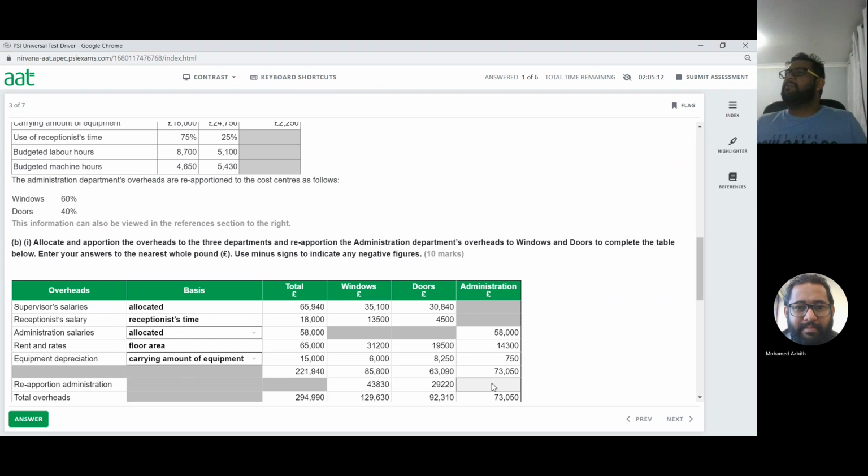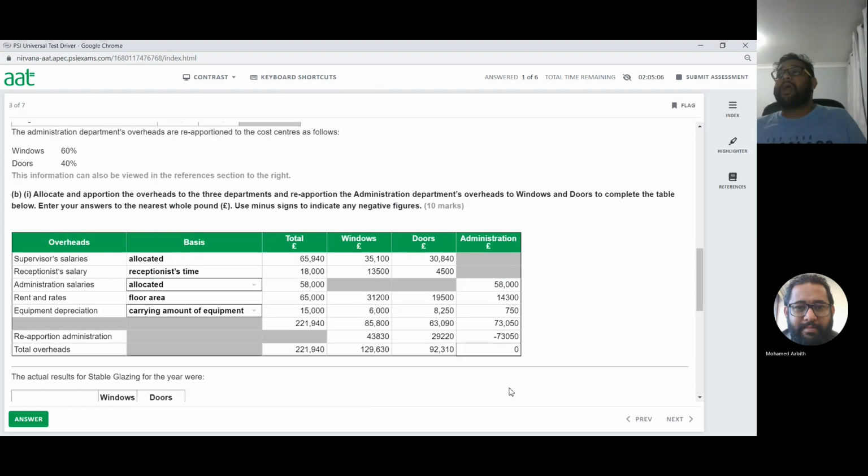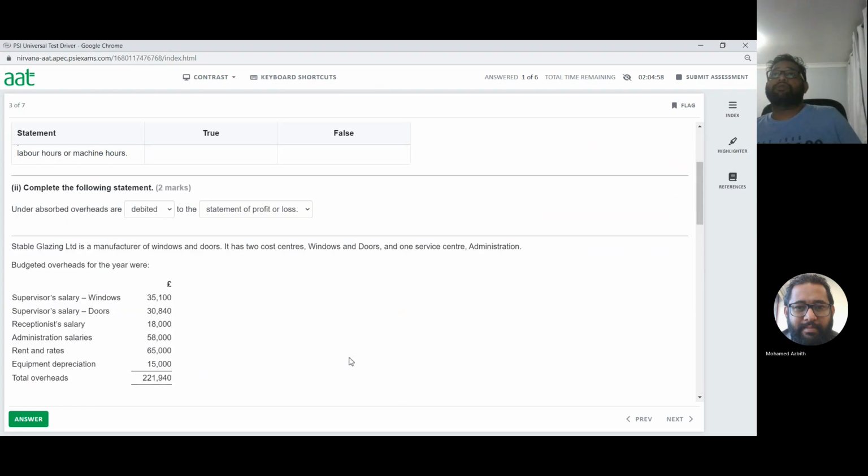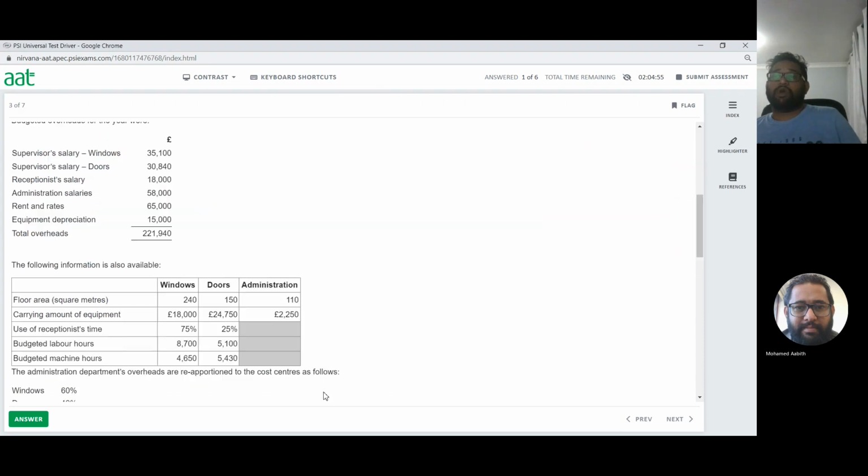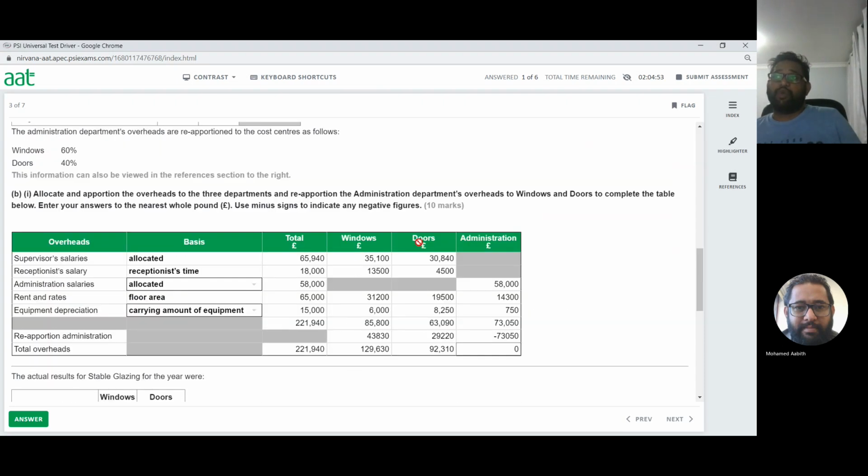But you may ask me, what is the number I have to put here? You need to put a negative 73,050 because there is no amount left over in this department now, because it has been reapportioned back into the main two. What is that again? The cost centers. The cost centers are the production cost centers of windows and doors. So now if you add these two also, you should get that total overheads.